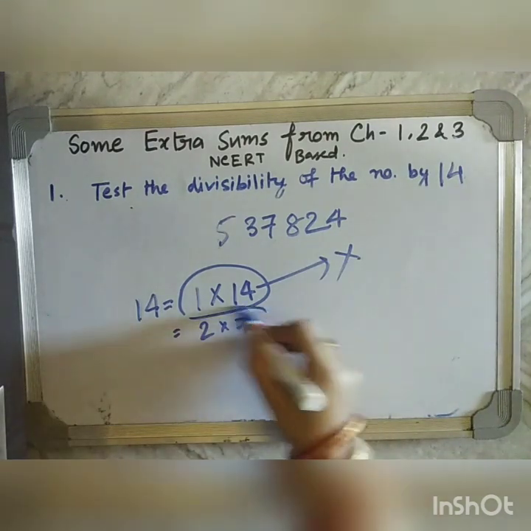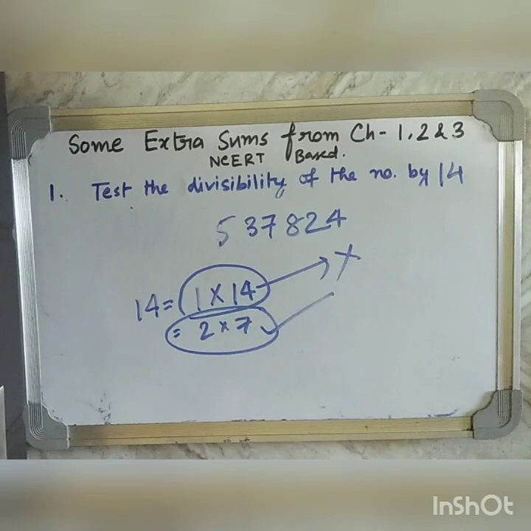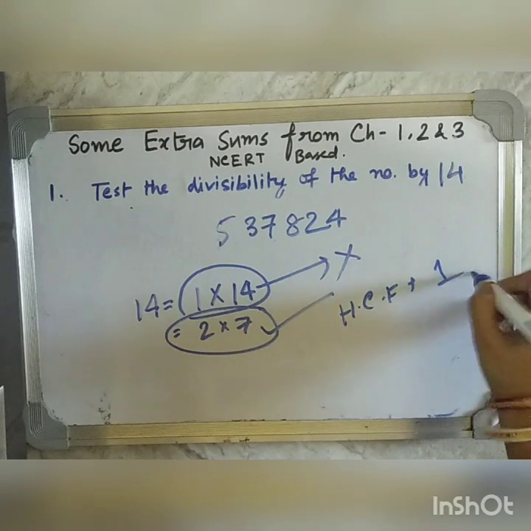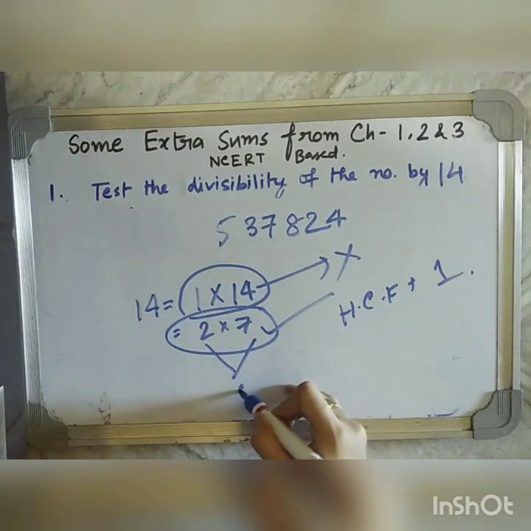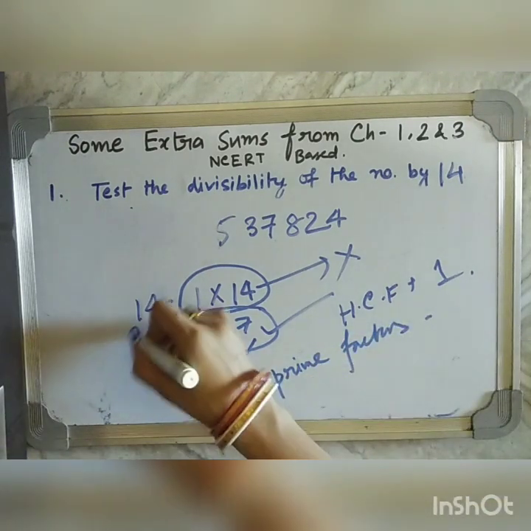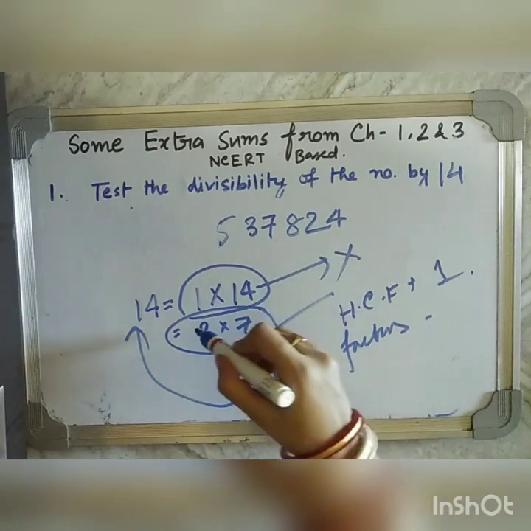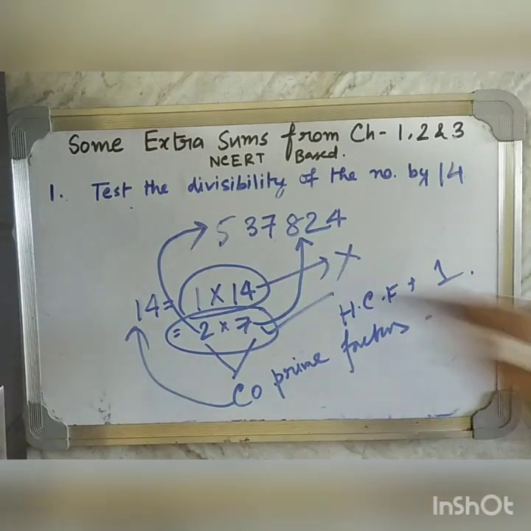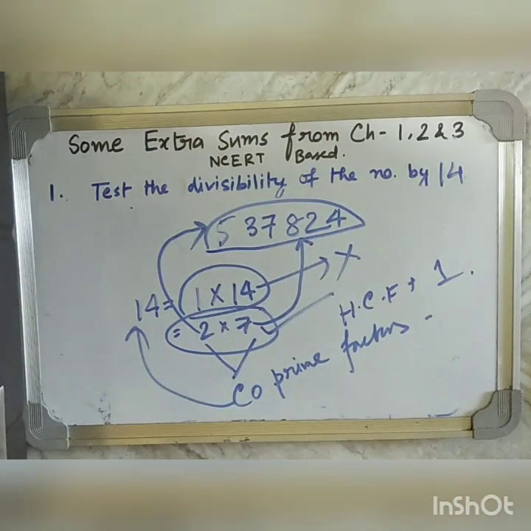Okay, just for making the sum easy, we are finding the divisibility rule. Now 2 into 7 will be taken, because if we find the HCF of 2 and 7, it will be 1, and these two are co-prime factors of 14. Okay, so for this number also, first we have to check whether this number is divisible by 2 or not. After that we have to check whether this number is divisible by 7 or not. If the number can be divided by both 2 and 7, then we can say that this number will be completely divisible by 14.